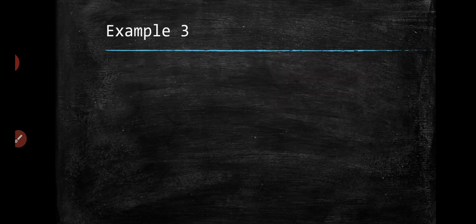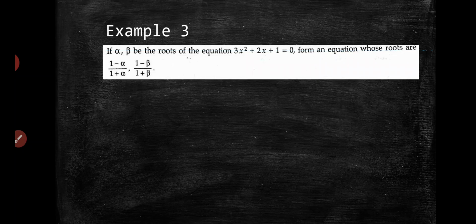Number 3. If alpha beta be the roots of the equation 3x square plus 2x plus 1 equals to 0, form an equation whose roots are 1 minus alpha by 1 plus alpha and 1 minus beta by 1 plus beta. Now this is the equation given, 3x square plus 2x plus 1 equals to 0.